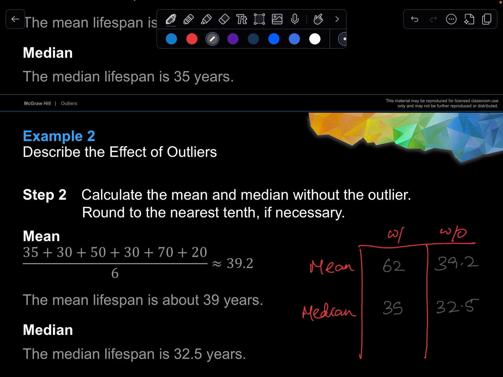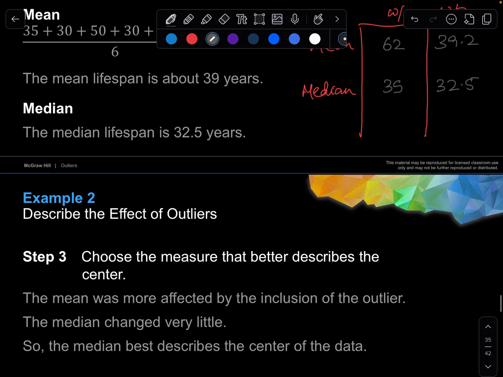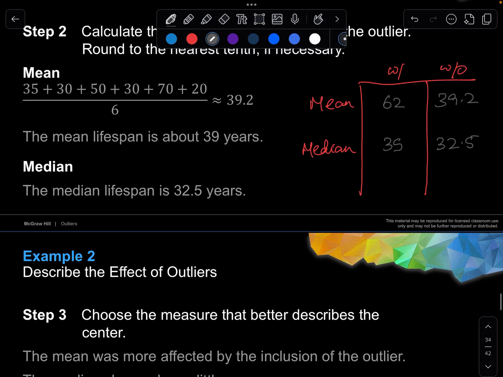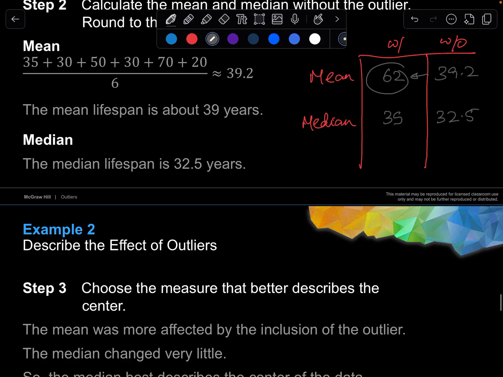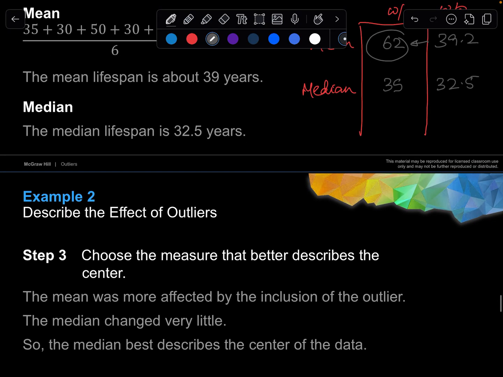So what does this tell us about our data? Right? Now the mean was a lot more affected by including the outlier, right? It went up from 39.2 to 62. The median is not as affected. The median changed, but it changed very little. So in this case, we're going to say the median best describes the center of our data.